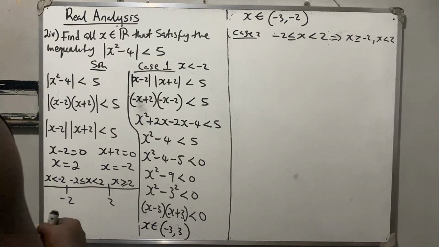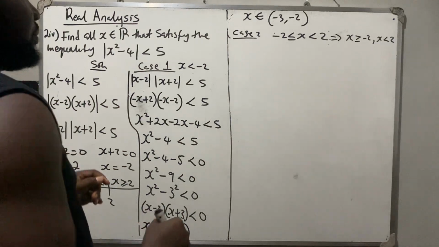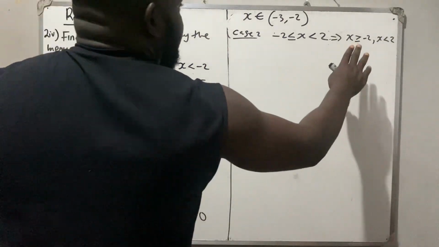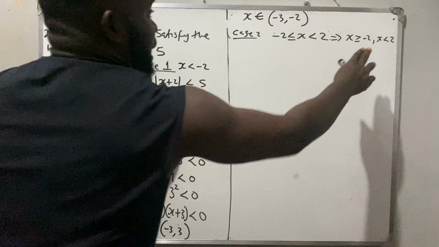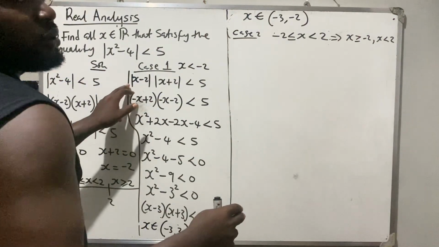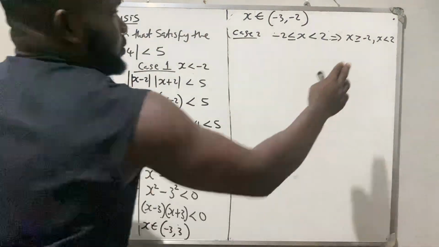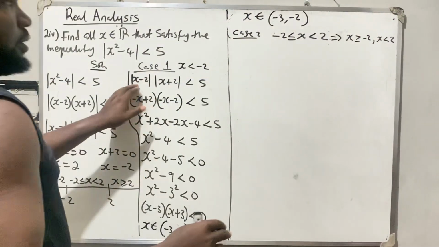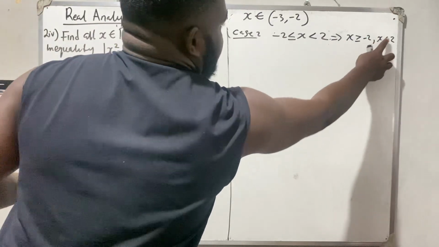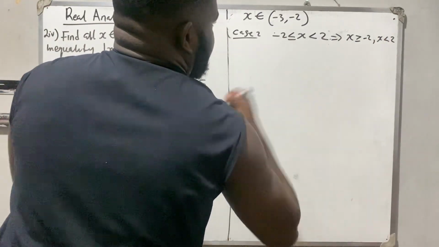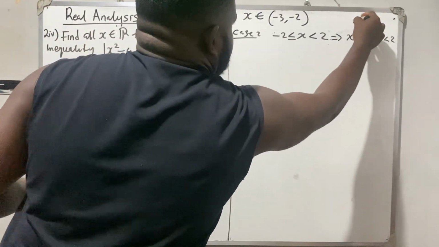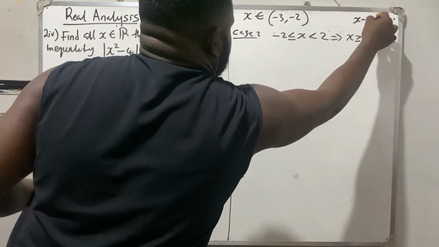I'm trying to check something here. Sorry, this one is for this, and this one is for this. That is the mistake I'm making here. So this first one is for this. So we are picking that x is less than 2, and x is less than 2 shows that x minus 2 is less than 0.